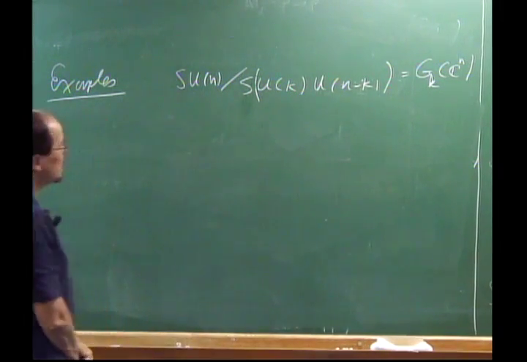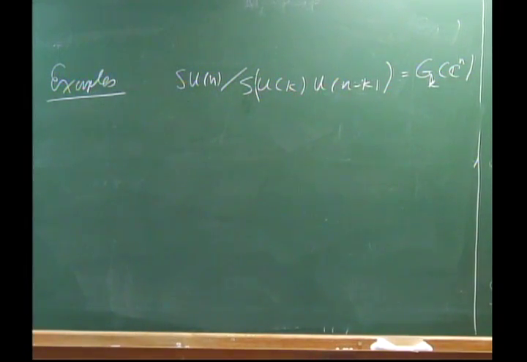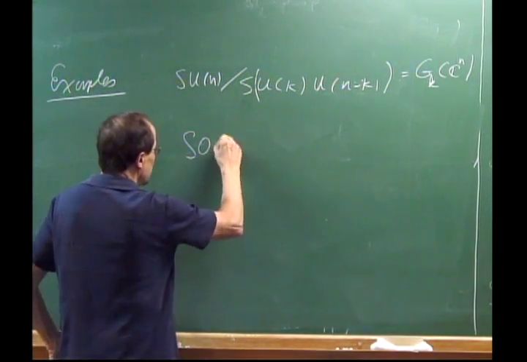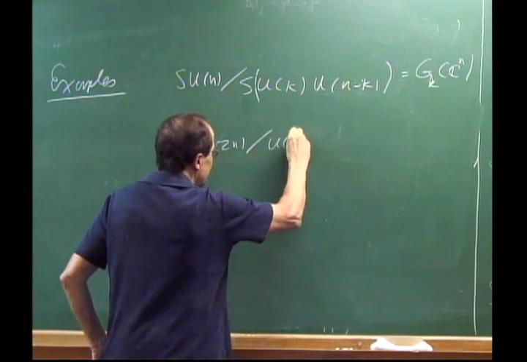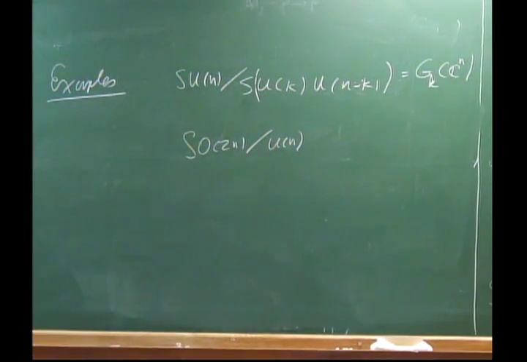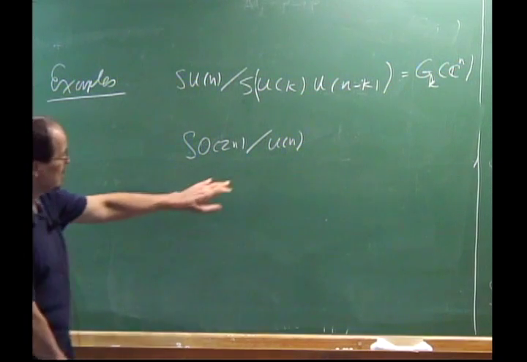Okay. What's another one? I was thinking really of the complex structures. SO4 over U2. Yes. More generally, SO2n mod UN. And the set of orthogonal complex structures is a Kähler manifold, right? Center is one-dimensional.